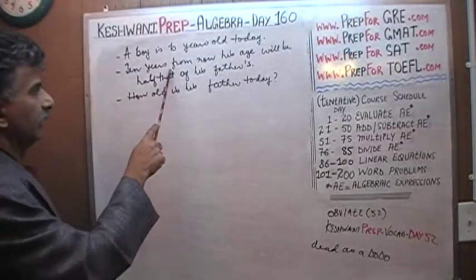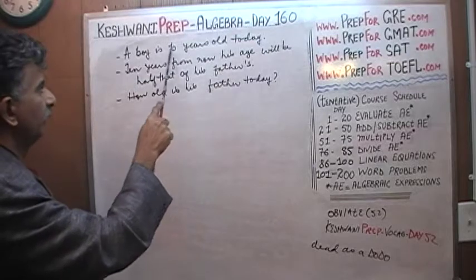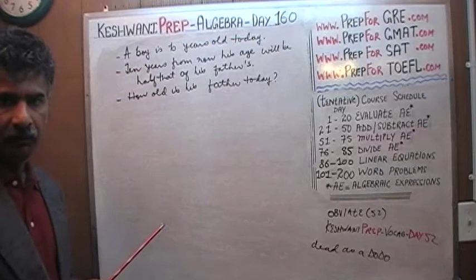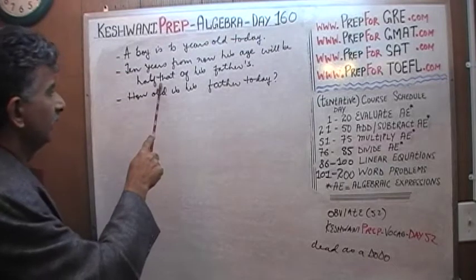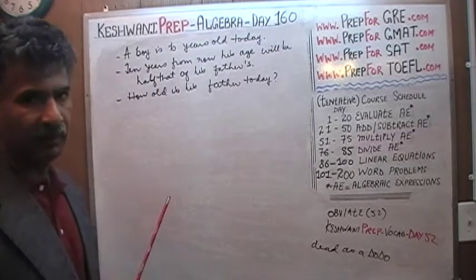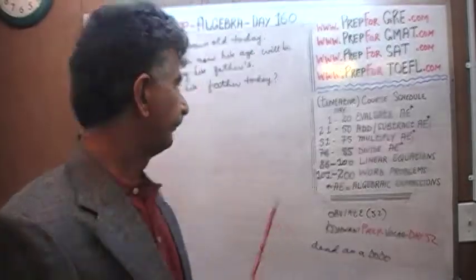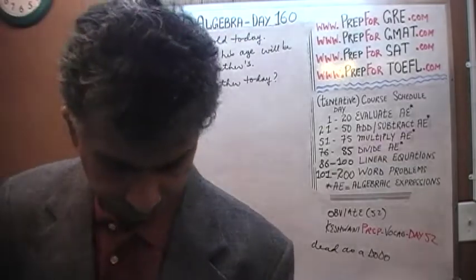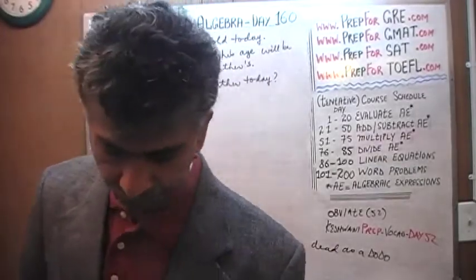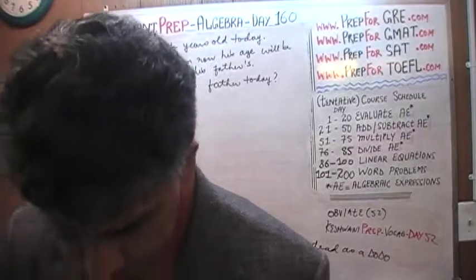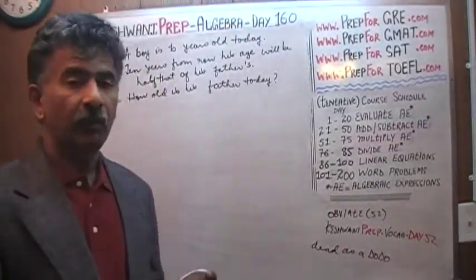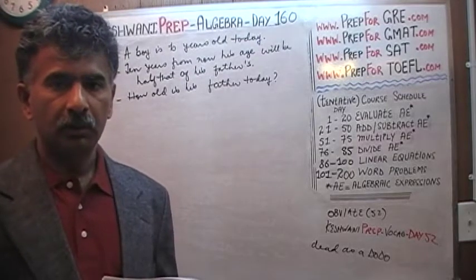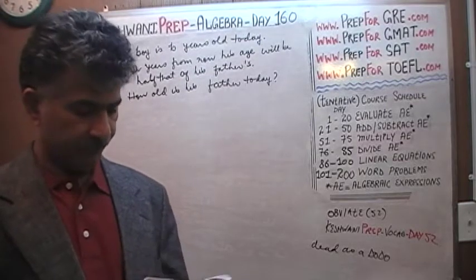10 years from now, we are told, the boy's age will be half that of his father's. Boy is going to be half as old as his father 10 years from now. The question simply is, how old is the old man today? How old is his father today? That's all. Let's do it together, shall we? Pause the video, solve the problem yourself, come up with the answer, and then compare your work against the work that we're going to do together.